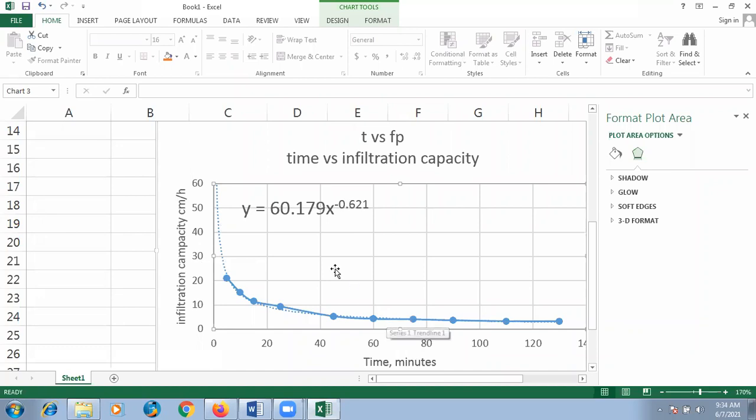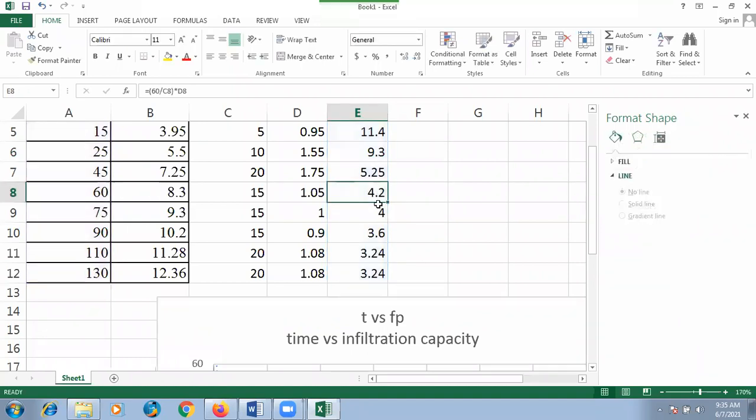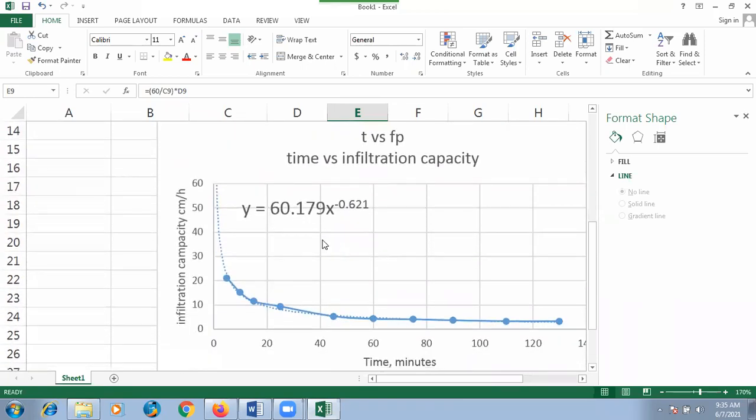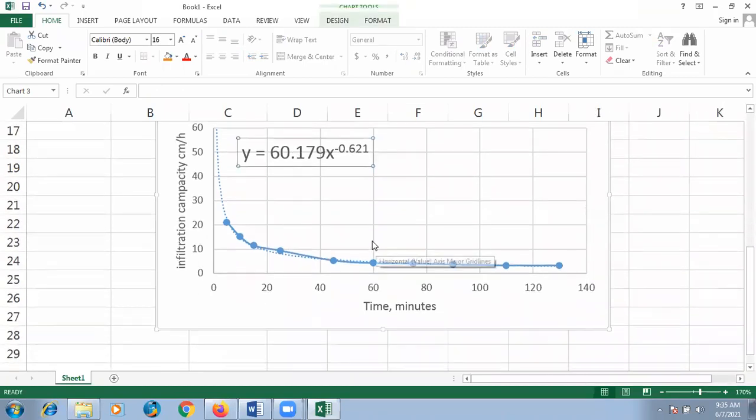For example, you just go back to the problem. For 60 minutes and 75 minutes, you have the values of infiltration capacity 4.2 and 4. We have calculated between 60 and 75. It varies from 4.2 to 4. Suppose you need the value of infiltration capacity at the instant of 65 minutes. It is not in the table, but you can easily obtain it using this equation. Just to illustrate, suppose you substitute x as 65, you will get the value of y. That I would do here.